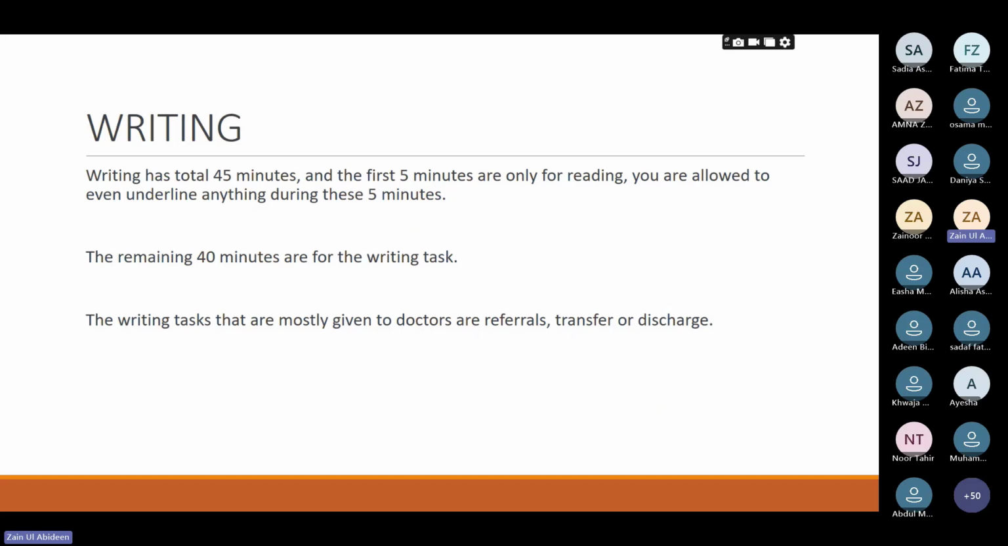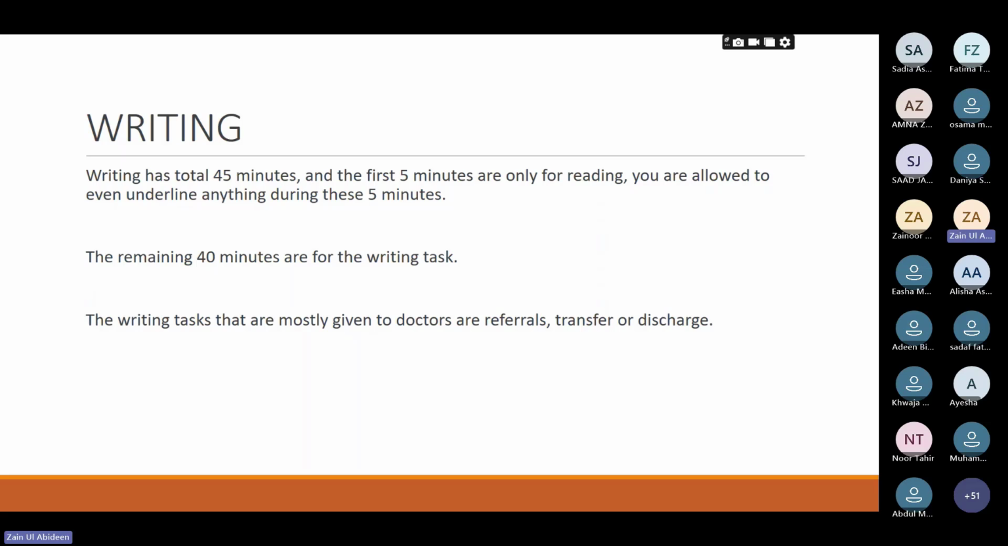So next comes the writing part. The writing part is a total of 45 minutes, in which 5 minutes are given for reading, and the next 40 minutes you are going to be writing. That is for the writing task.